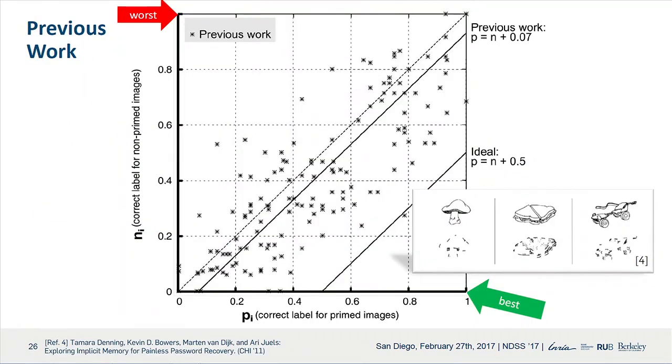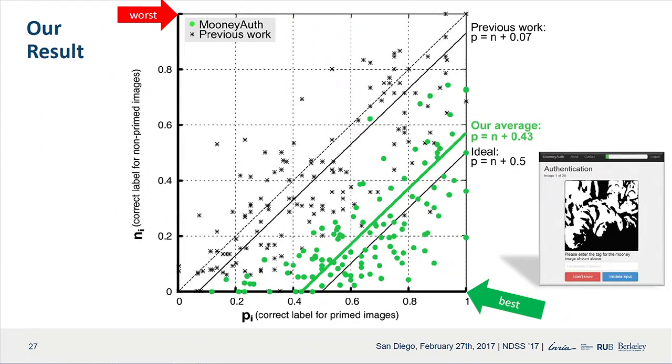In previous work, they used sketches or line drawings of objects, erased some important parts of them, and primed the users on it. Here you can see their results, and to compare with our solution, I plotted our results above it. So here you can see the performance of the Mooney version. On the x-axis, you see the P value, the probability that an image that was primed is labeled correctly, and on the y-axis, you see the probability N, that an image which was not primed is labeled correctly. And you can see that we outperform previous work. So implicit visual memory-based authentication can work.